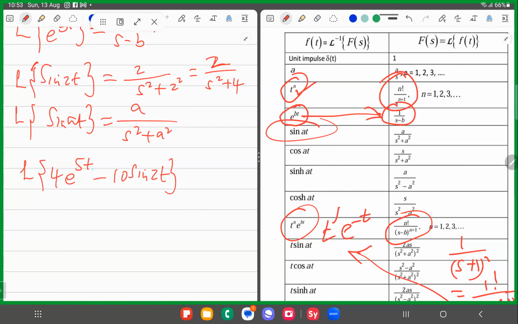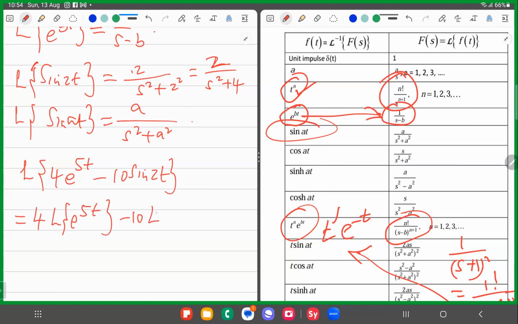Okay, and then they say find the Laplace transform of this. So for the Laplace transform, you need to know that it's linear. Linear means it goes inside the sums and differences. This might be just the last one, and then I'm going to give you an exercise.